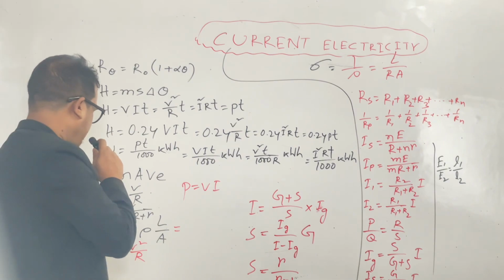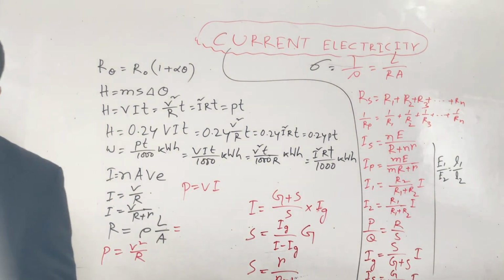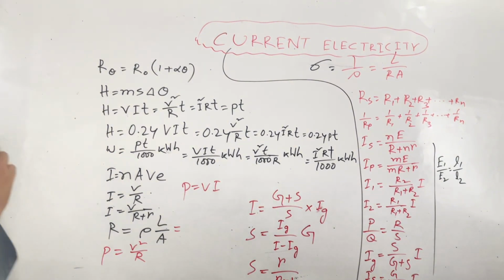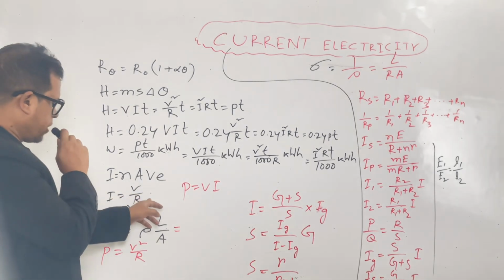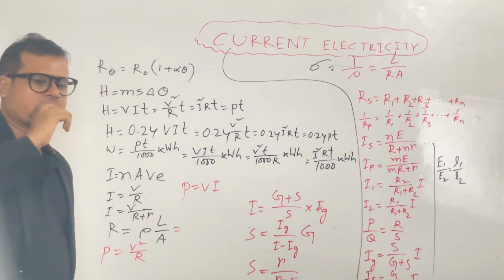I equal to V over R. V is the voltage, R is the resistance of any conductor. If you know the voltage and if you know the resistance, you can find out the current.